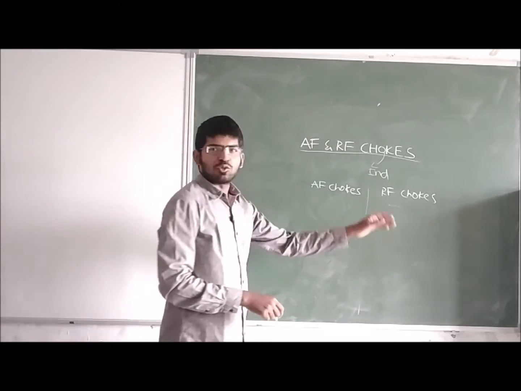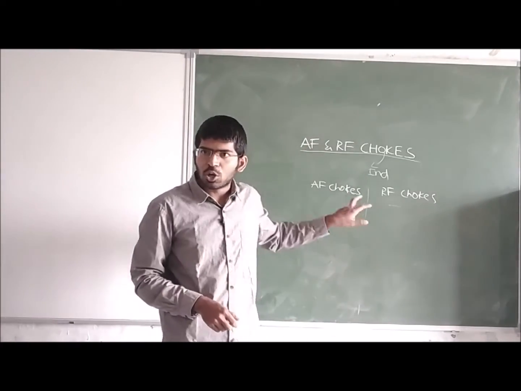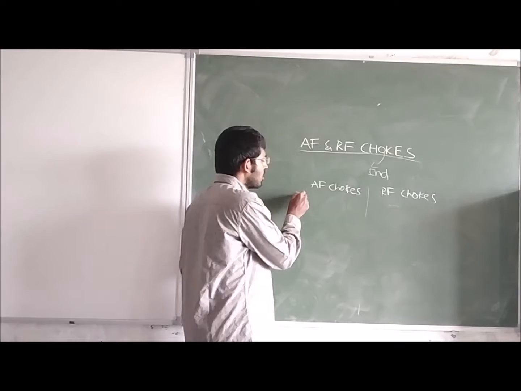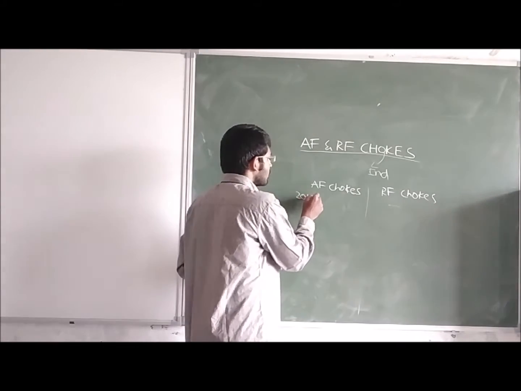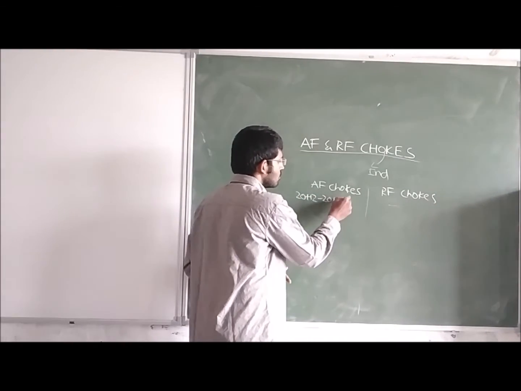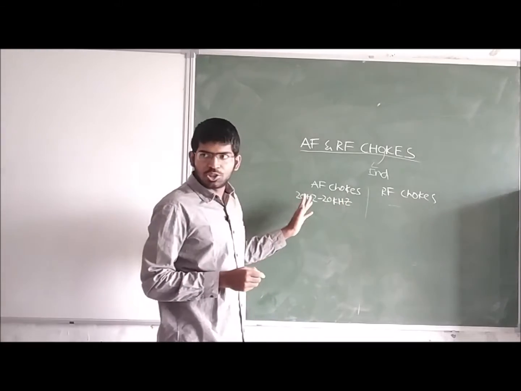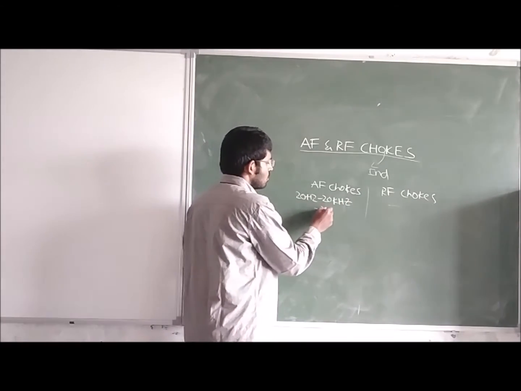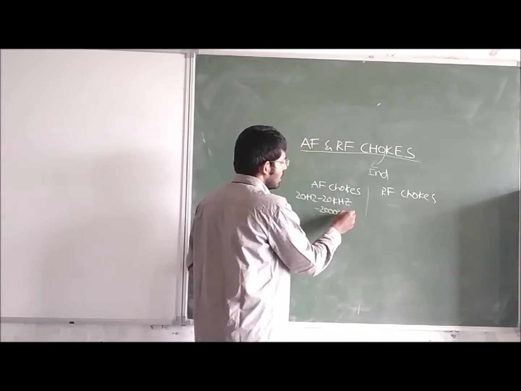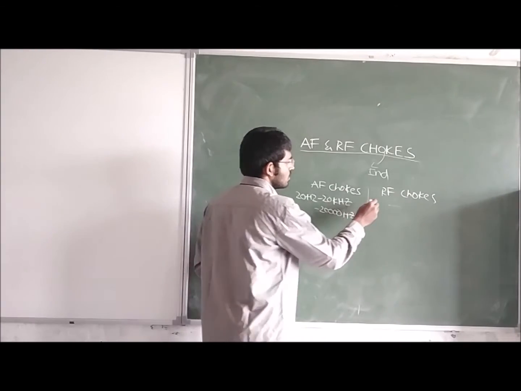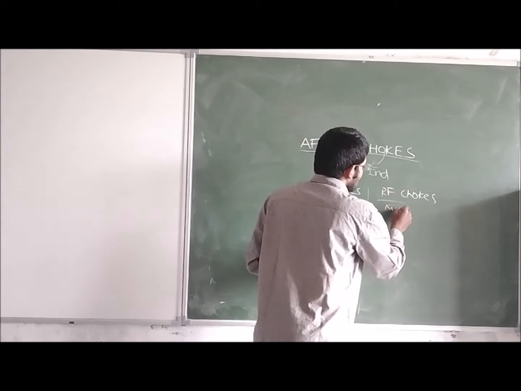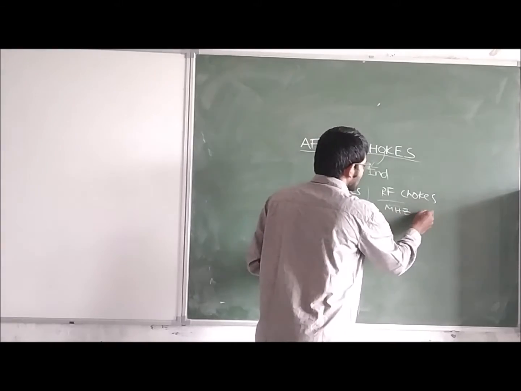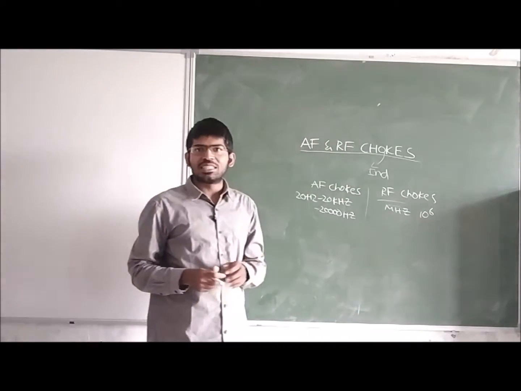Where do we use the AF chokes? What is AF? Audio frequency. What is the audio frequency? 20 Hz to 20,000 Hz or 20 kHz. Radio frequency means this is in the range of megahertz, or 10 to the power 6 Hz.